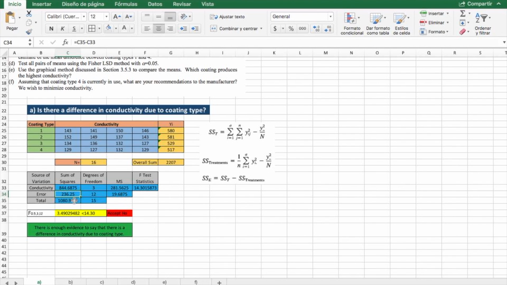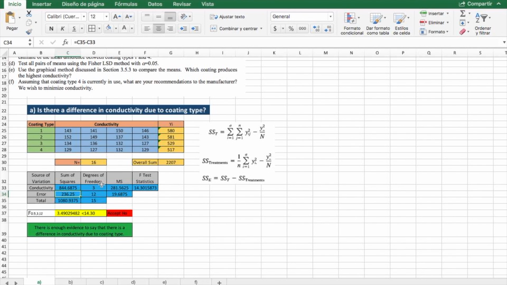Then you have to obtain the total sum of squares, and this is obtained with this formula. That is the sum of squares of all the numbers of the conductivity minus the square of the overall sum divided by the amount of numbers, that is 16. And this gives us 1080.9375. Then you have to obtain the error. This is simply obtained by subtracting the total sum of squares minus the conductivity sum of squares.